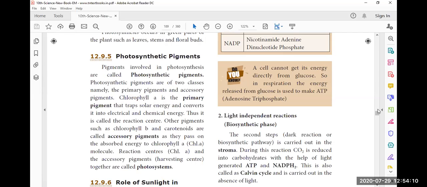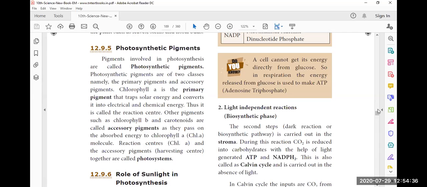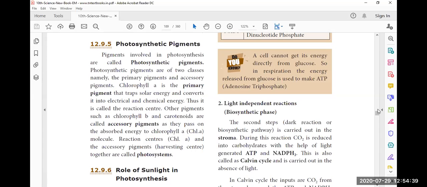For example, chlorophyll A is the primary pigment, and chlorophyll B and carotenoids are called the accessory pigments. So photosynthetic pigments are of two classes, namely primary and accessory. Chlorophyll A is the primary pigment that traps, which means absorbs, solar energy and converts it into chemical energy. Thus, it is called the reaction center.